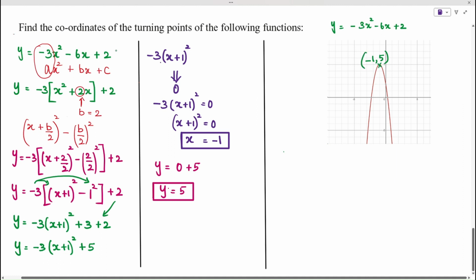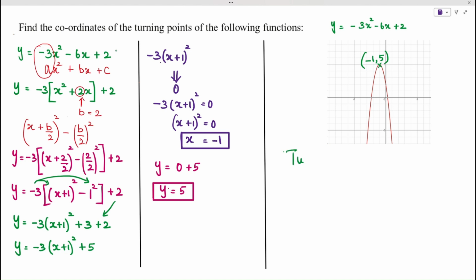And so when you're sketching out this graph in the exam, or if you're doing this by yourself, the reason why it goes from the bottom up and then down is because the coefficient of x squared is negative. So this inverts the graph across the x-axis, and this makes the turning point a maximum point.